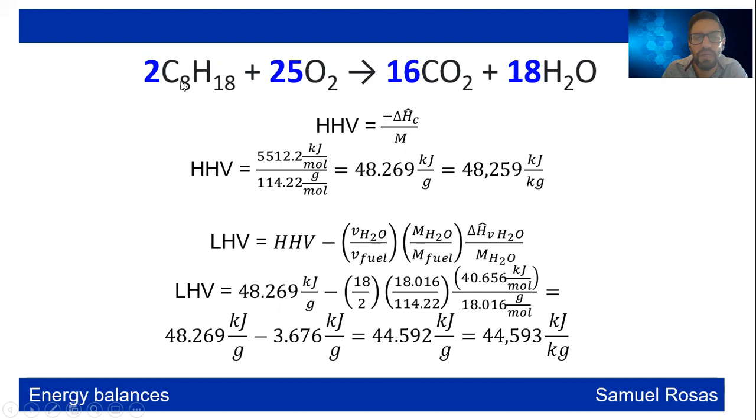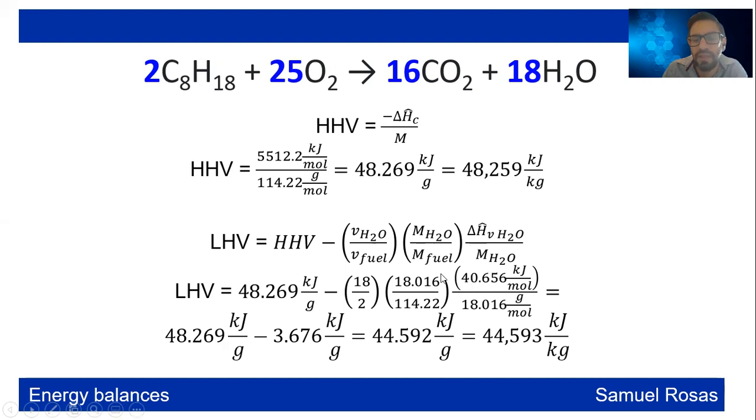So if you're burning, let's say, 1 mole of C8H18, which is octane, then you're going to be producing 18/2 times the molar mass of water over the molar mass of the fuel. So this is the amount of mass of water that you're going to be producing per mole of the hydrocarbon, or of the octane in this case, right?